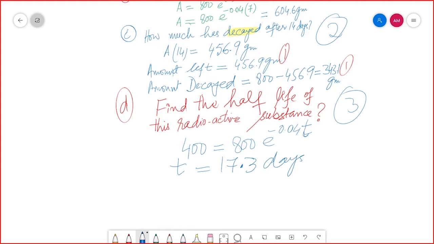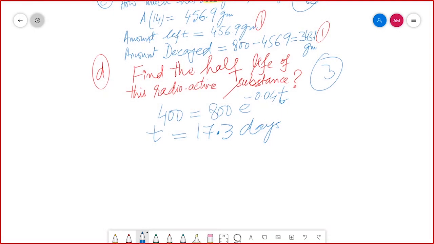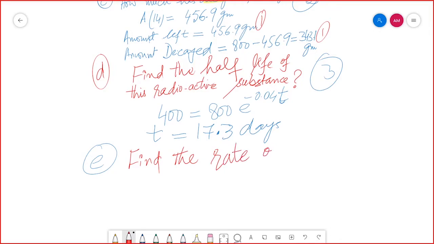Now we have the question which has the maximum marks, and that is the E part. Let me take another color, red. Find the rate of decay. So we are asked to find the rate of decay when 100 gram of the substance is left.